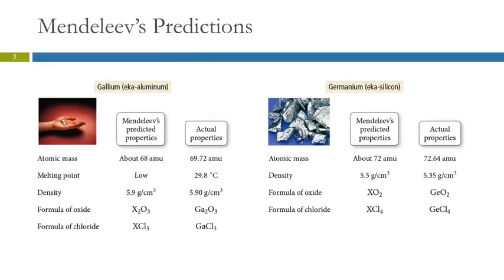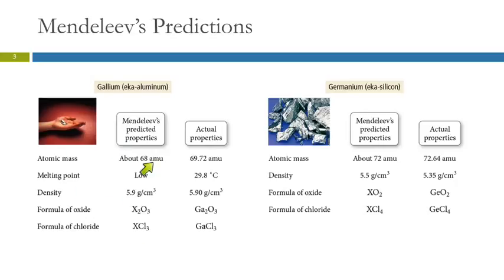And then, he went beyond just observing that. He actually predicted the properties. So he predicted that an element would be found below aluminum. He called it eka-aluminum. This was discovered later. It's called gallium.